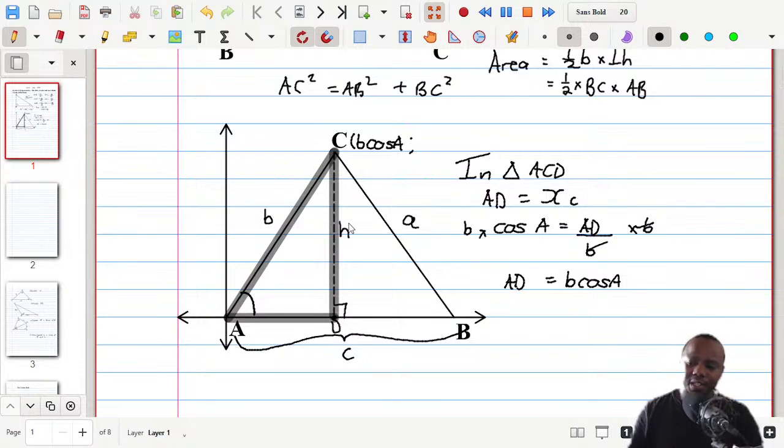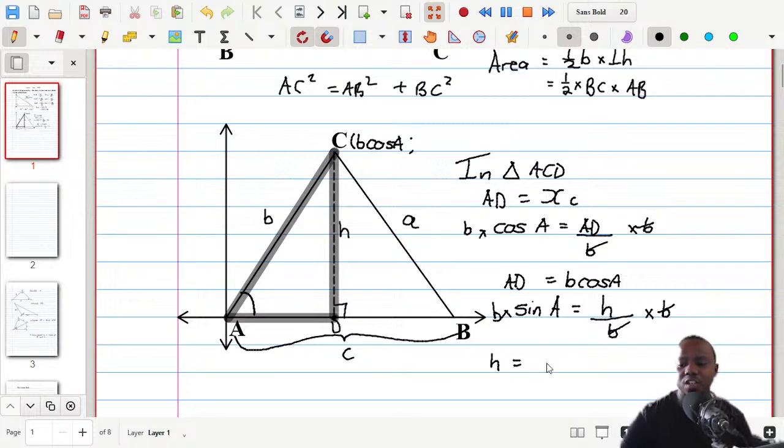Now, in the very same triangle, when I'm calculating the y-coordinate of C, I need to use the length of CD, that is, I need to calculate what H is. Now, H is opposite A. This is where we could use our sine trig ratio. So sine of A is equal to the opposite, H, over the hypotenuse, which is B. Once again, we are solving for H, so multiply by B on both sides. This is going to cancel this. I'm going to have H equals B sine of A. So this is going to be B sine of A.